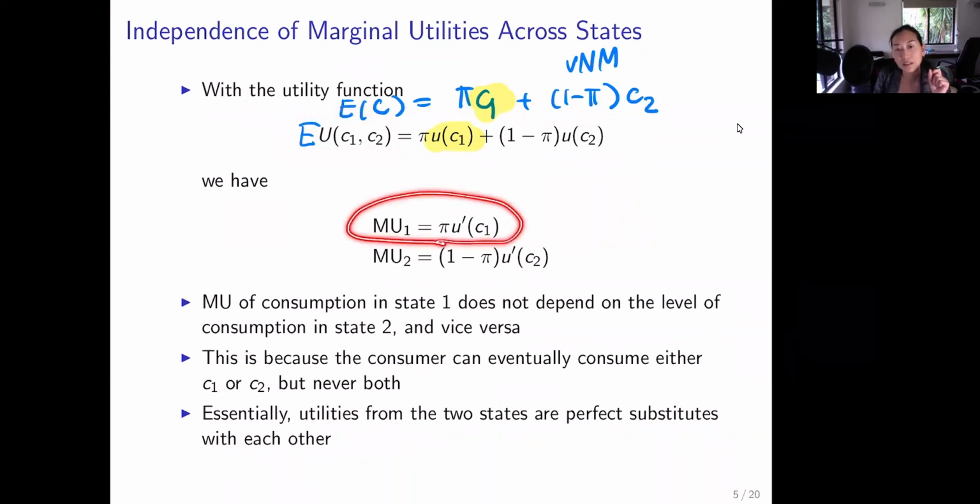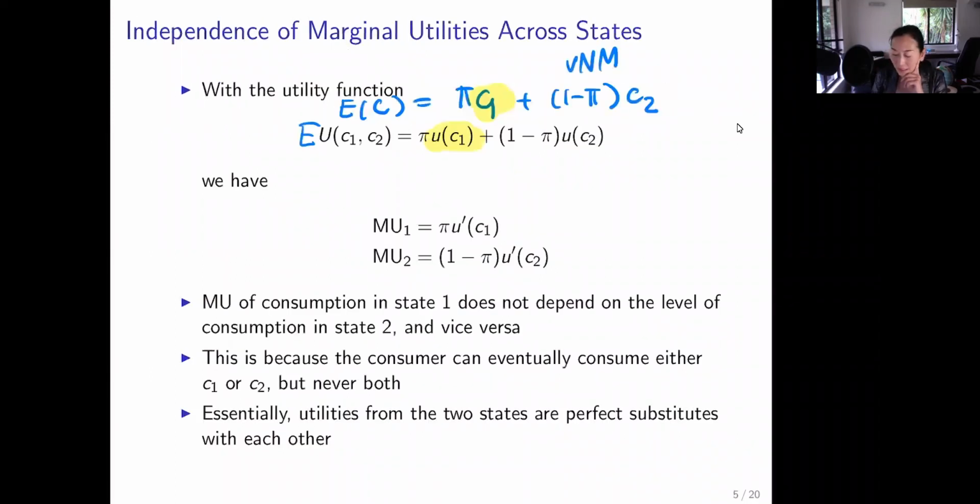right? And MU2 would be this. As you can see, MU1 doesn't depend on C2, obviously, because event 1 and event 2 are mutually exclusive. So MU1 will not depend on C2 and vice versa. Okay. So essentially, utilities from the two states are perfect substitutes with each other. You can think of it as when one happens, you consume either one or the other, but not two together. It's a substitute. You either consume state 1 or you consume state 2.